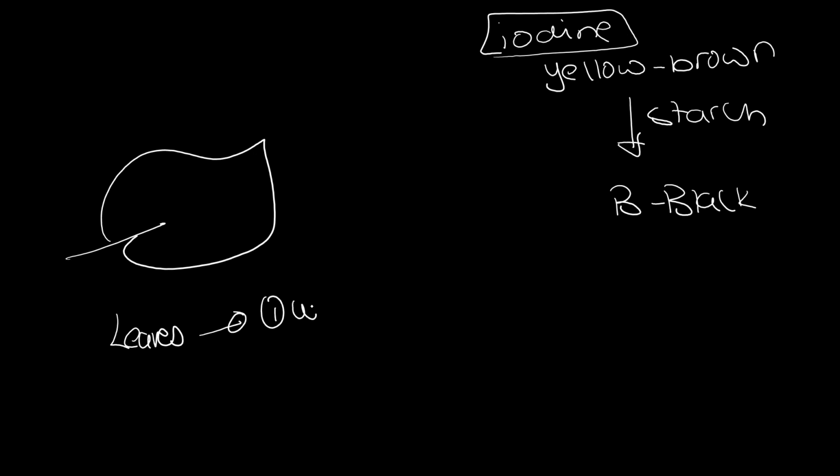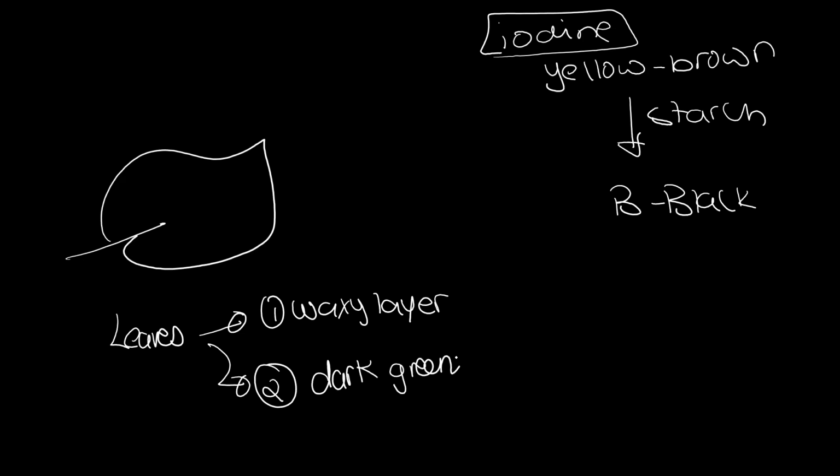Problem number one, I have a waxy layer on the leaf that will not make the iodine penetrate. Problem number two is that this leaf is dark green in color because it has lots of chlorophyll, and this dark green color will not make me see the color change very well. So I have to solve these two problems. Number one, I have to remove the waxy layer so that the iodine can penetrate the leaf. And number two, I have to remove the dark green color as much as I can.